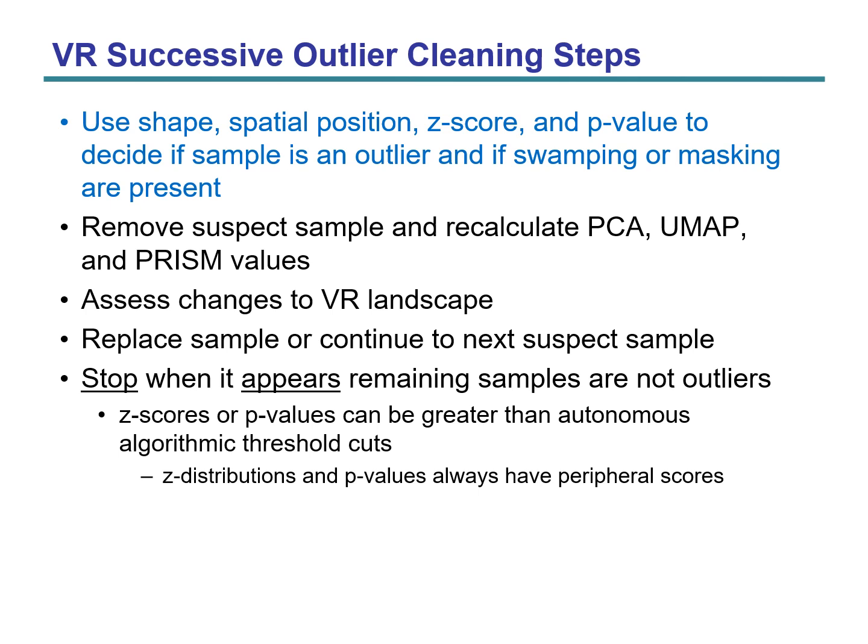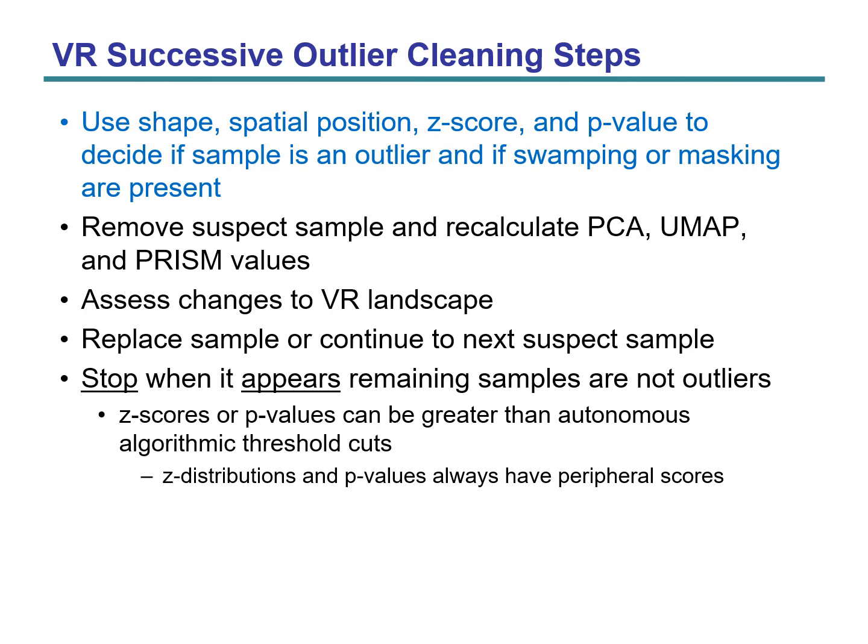I don't have a video showing the swamping and masking identification, but in our paper, we have that attached, and we show a couple situations where we do have swamping and masking and what that looks like in the VR and how you can remove a sample and put it back and so forth. But even in the general outlier cleaning steps, we can remove a suspect sample.